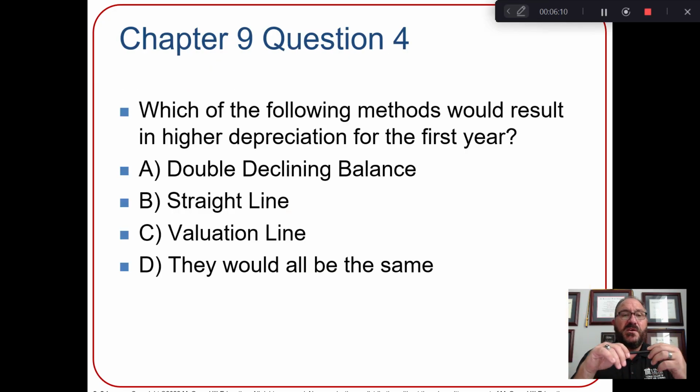All right, so here, question number 4 from chapter 9. Don't forget, it's for your quiz. Which of the following methods would result in the higher depreciation the first year? Which one has the highest depreciation in the first year? Okay, write down your answer, and you'll see this up on Canvas, okay?